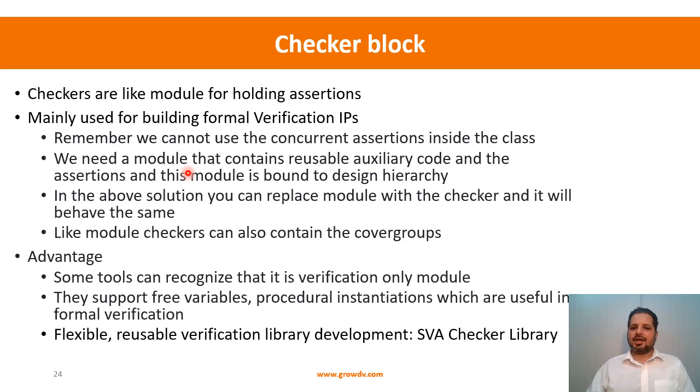So we needed a module that contained the reusable auxiliary code and the assertions, and we bound that module to a design hierarchy so that we can get access to the signals. In the above solution, we create a module containing auxiliary logic and a set of properties, and we bind it to a particular hierarchy so that, without touching the RTL code, we are able to instance this module in that hierarchy and access those signals, right?